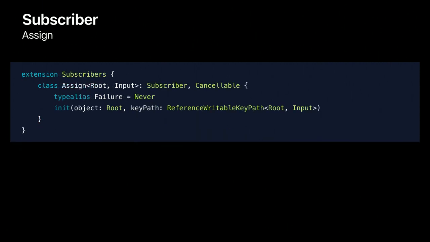Here is an example subscriber. This one is called assign. Assign is a class, and it's initialized with an instance of an object and a type-safe key path into that object. What it does is when it receives input, it writes it out to that property on that object. Because in Swift, there's no way to handle an error when you're just writing a property value, we set the failure type of assign to never.